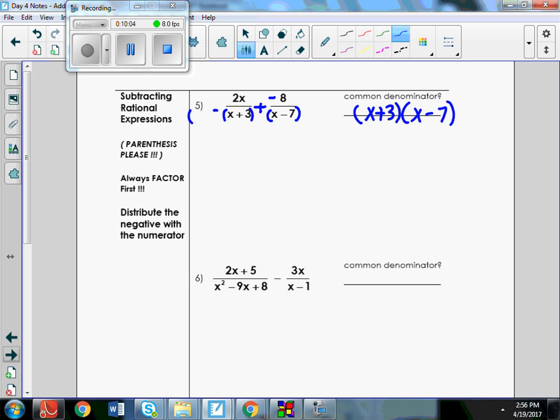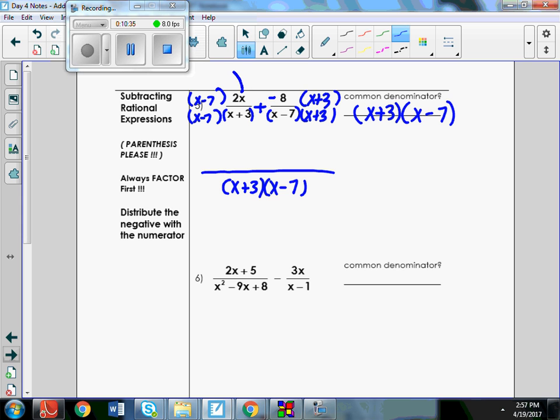So the first fraction, Marcus, what do you need to multiply the first one by? X minus 7. It's missing x minus 7. The second one, Matt, what's it missing? Right now it's just negative 8 over x minus 7. It's missing x plus 3. Very good. So to make that common denominator, I have to multiply by that. So my common denominator is just x plus 3 times x minus 7.